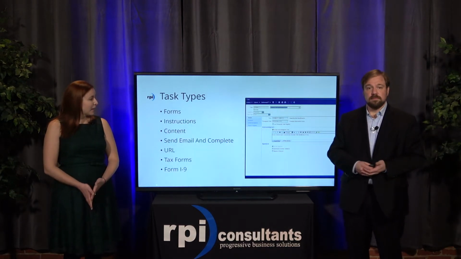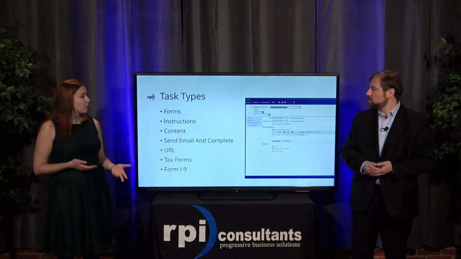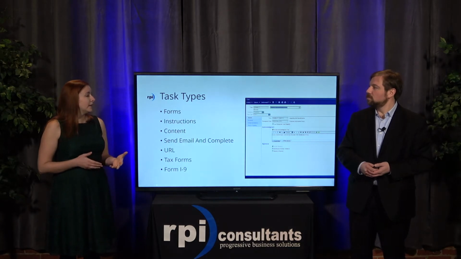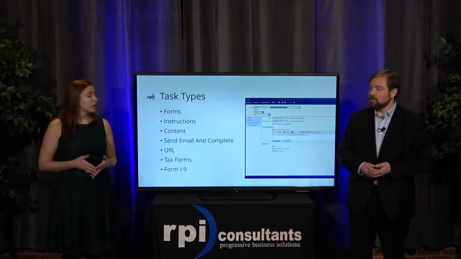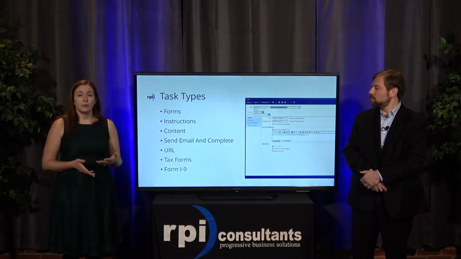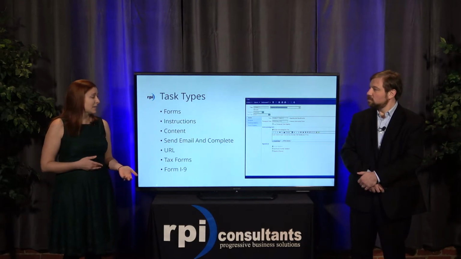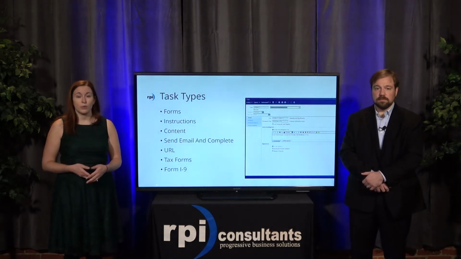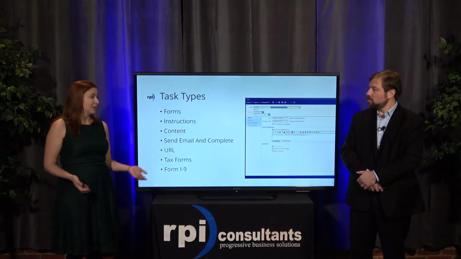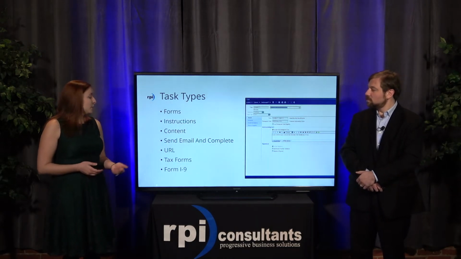The different task types we have, so these are the tasks that you would set up in your program. So of course we've got our forms, if we're needing to create any forms out there that users need to read through, any instructions maybe you need them to sign off on, content, send an email and complete, so you can set the system up to automatically send an email once a task has been completed in the system to notify whoever the next user is. Maybe after this task is complete, the admin needs to know to start provisioning their access. And then we've got URLs.